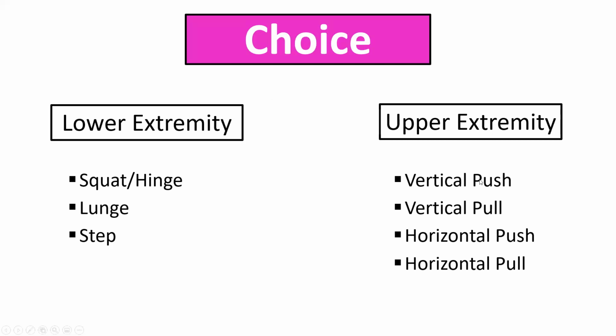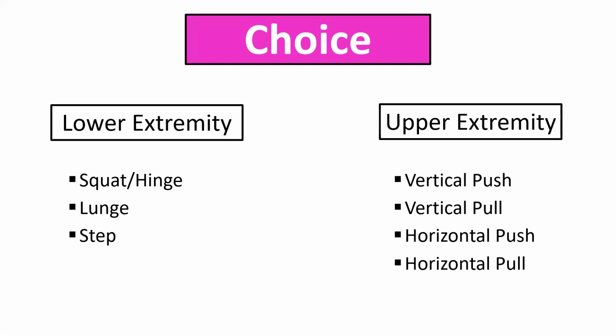As well as for vertical push, I could say some kind of overhead press, vertical pull, some kind of pull-up, horizontal push, some kind of bench press, horizontal pull, some kind of rowing activity would be falling into those buckets. These are my primary exercises within my choice.